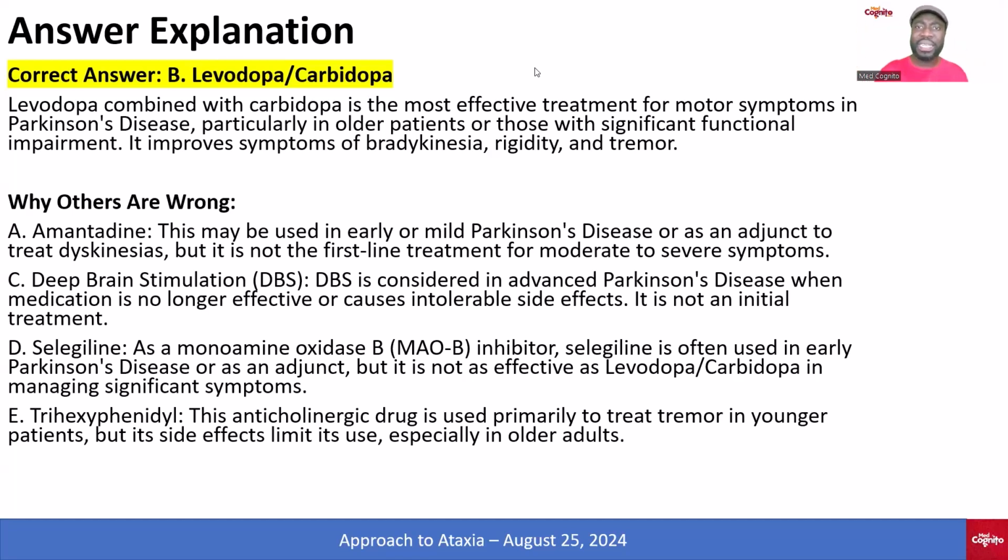We don't use it as the first line. When medication is no longer effective, why is selegiline wrong? As a monoamine oxidase inhibitor, selegiline is often used in early Parkinson's disease or as an adjunct, but is not as effective as levodopa, carbidopa in managing significant symptoms.